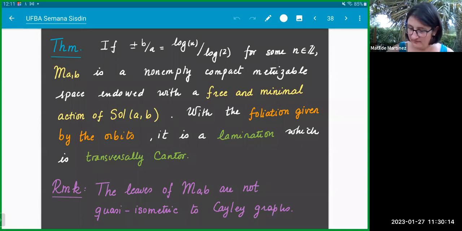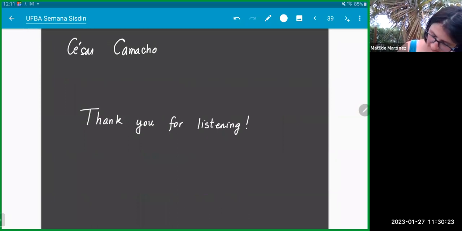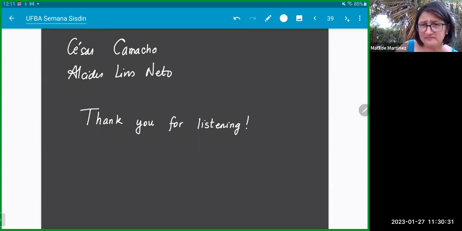So the book is by César Camacho and Neto, Teoría geométrica de foliaciones. That's the book. And I've studied there, and I started in foliation theory.